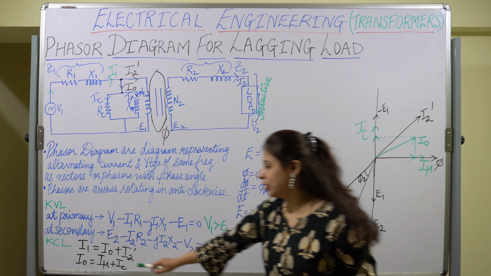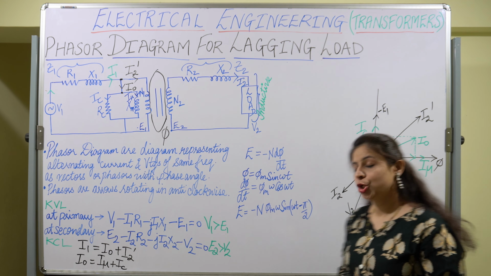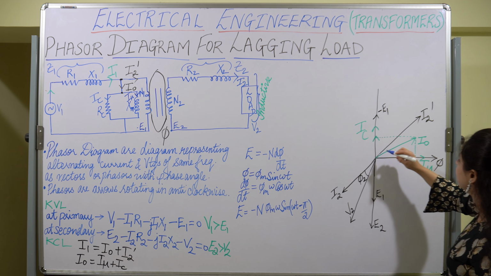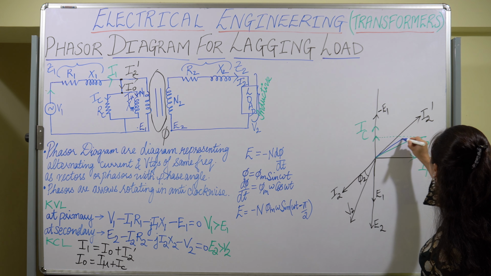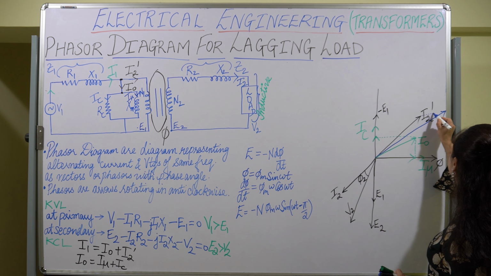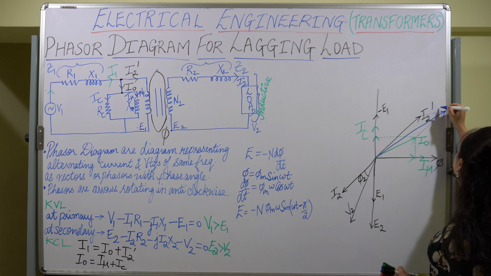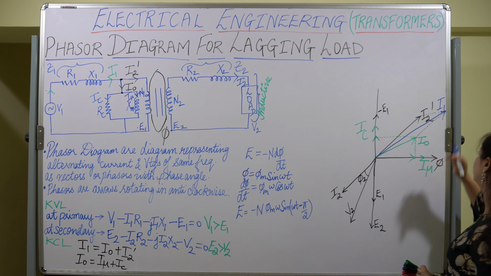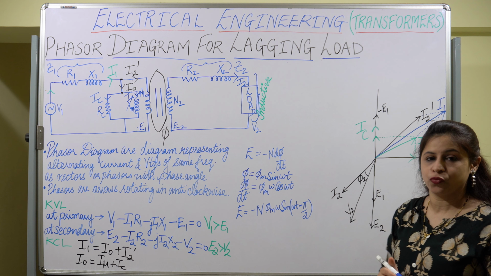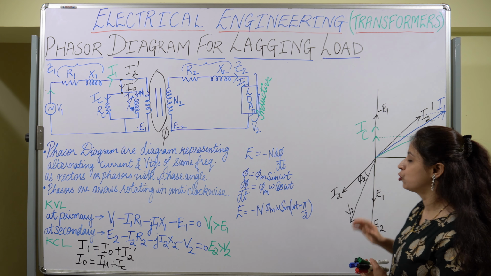Now I1, we have already seen I1 is the summation of I naught and I2 dash. So taking the summation of these two, we will be getting here our I1. So this will be our I1, which is the primary current of the transformer. So we have drawn till now.